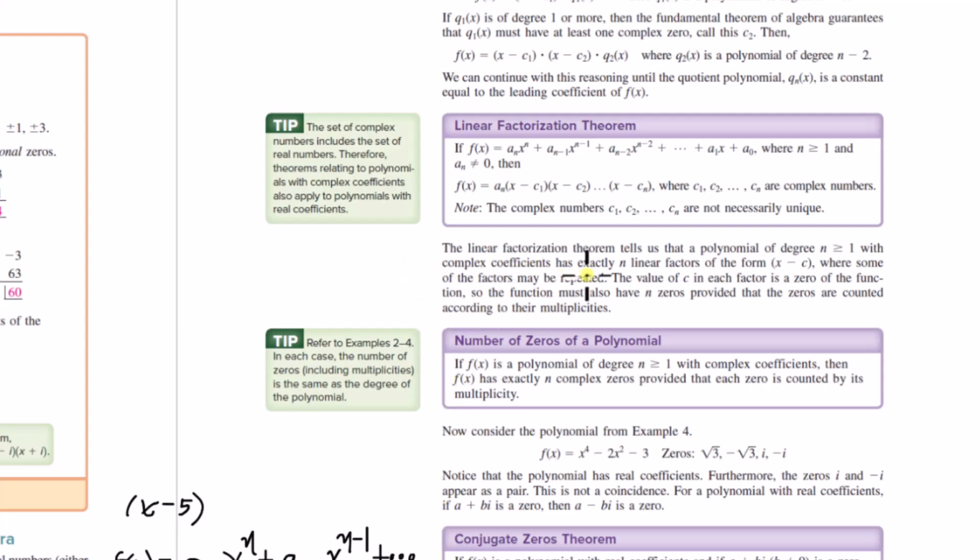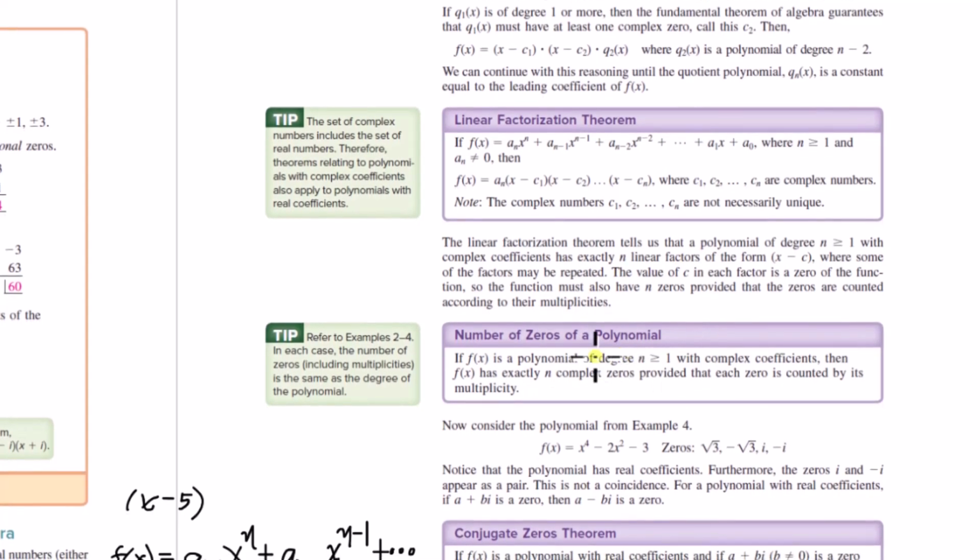Okay, the linear factorization theorem tells us that a polynomial of degree n greater than or equal to 1 with complex coefficients has exactly n linear factors of the form x minus c, where some of the factors may be repeated. The value of c in each factor is a zero of the function. So the function must also have n zeros, provided that the zeros are counted according to their multiplicities. Yeah, n zeros and n factors. It's one and the same thing.